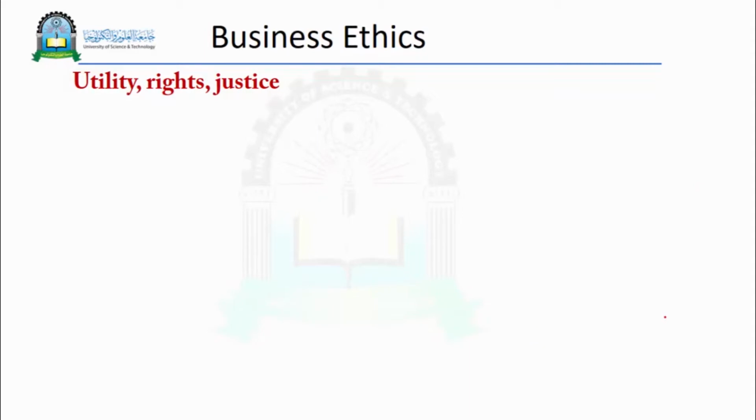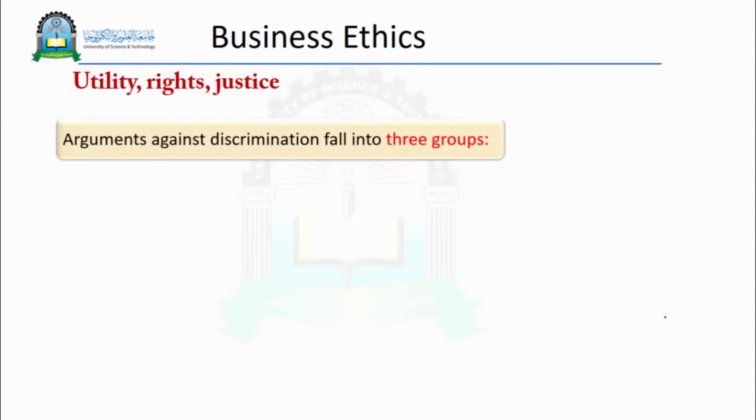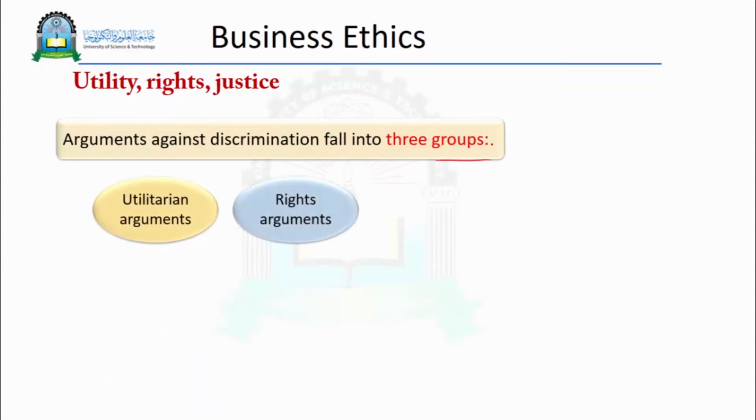Now, as we talked about discrimination, we need to refer to our ethical principles: equality, rights, and justice. So, arguments against discrimination fall into three groups: egalitarian arguments, rights arguments, and justice arguments. If you take the first one, utilitarianism, how can discrimination be against utilitarianism? So we have the following.